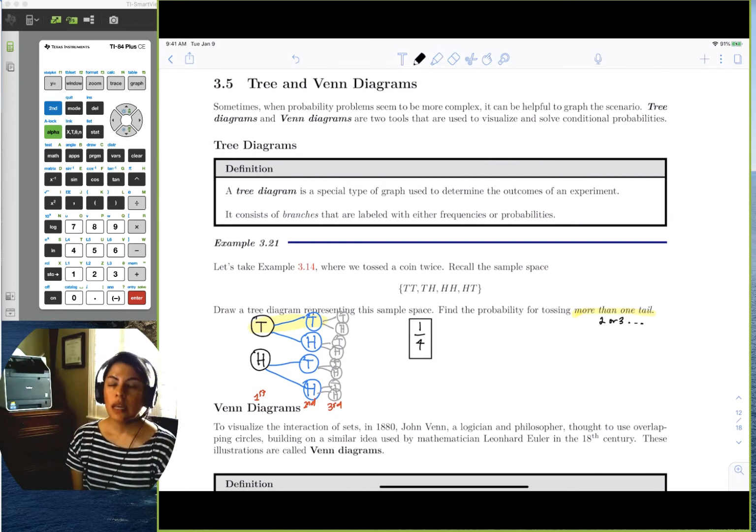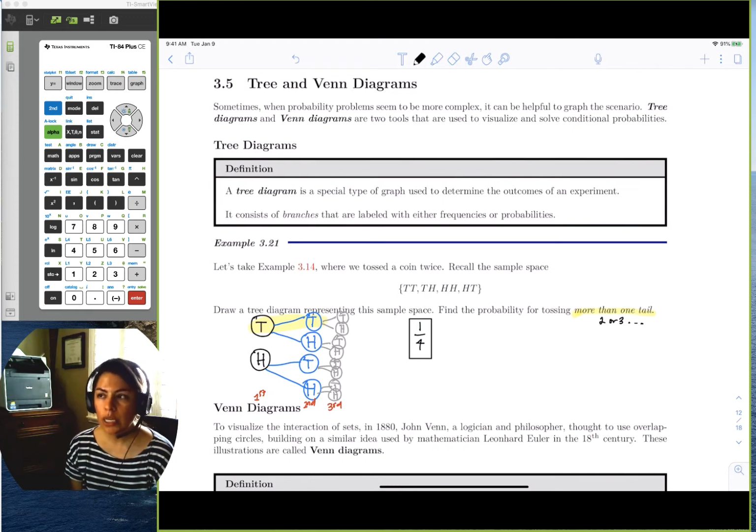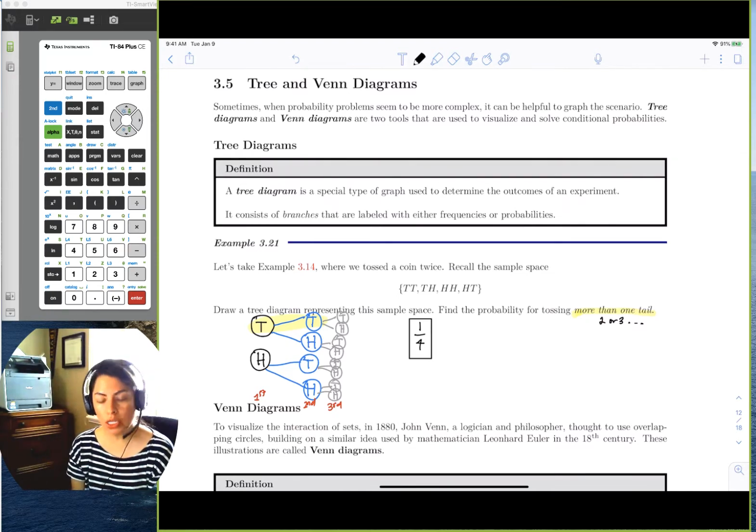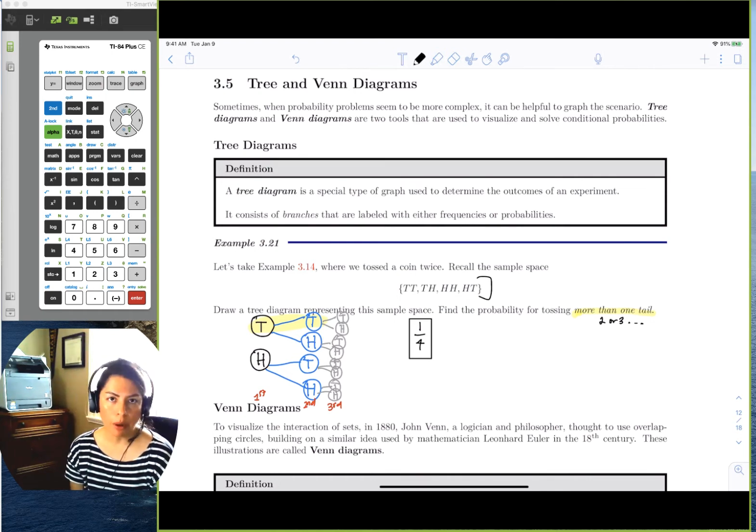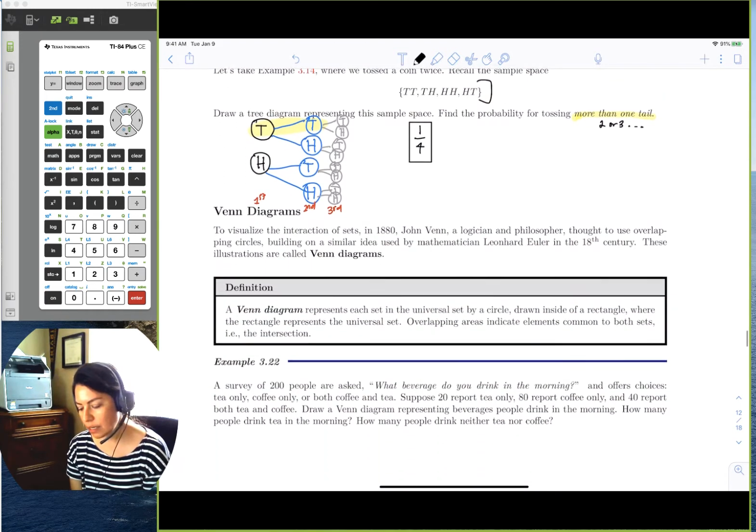Tree diagrams are nice when you have a lot of outcomes and you just want to be able to read it and circle it. Other than that, we would just use the sample space here and calculate probabilities as usual. The Venn diagrams is interesting.